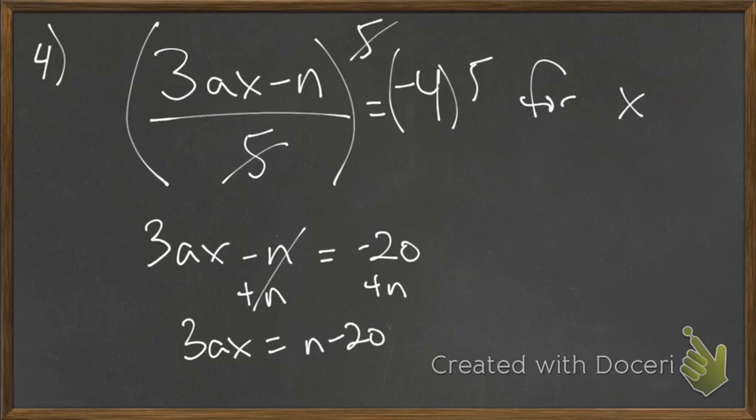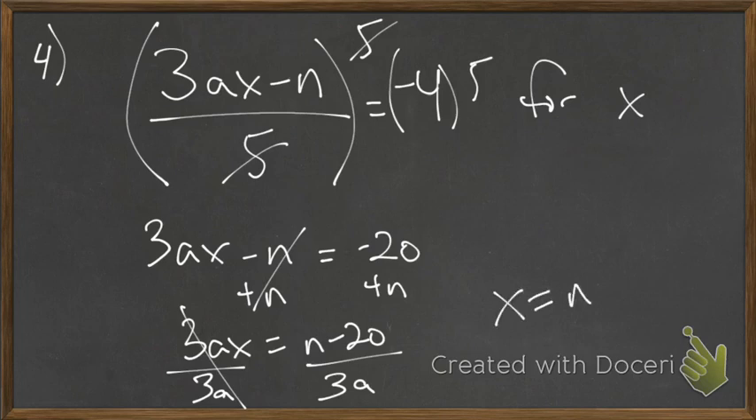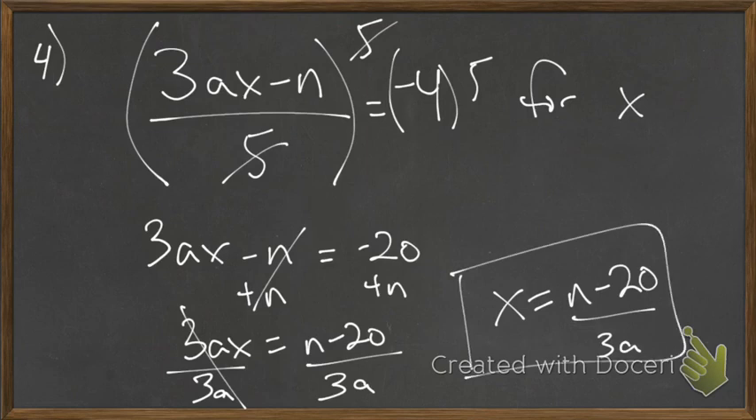Same thing. Okay, so reminder, we're trying to get x alone. All right, what'd you do next, Caitlin? I divided both sides by 3a. Yeah, so you could do it by 3 and then a. I suggest 3a at the same time like that. Because 3a divided by 3a is 1, right? 1 times x is just x. And so x is equal to n minus 20 over 3a. And that's the answer. That's what x is equal to.